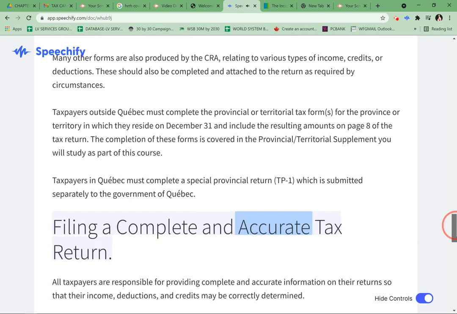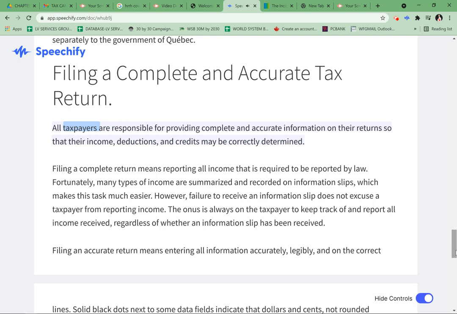Filing a complete and accurate tax return. All taxpayers are responsible for providing complete and accurate information on their returns so that their income, deductions, and credits may be correctly determined. Filing a complete return means reporting all income that is required to be reported by law. Lines. Solid black dots next to some data fields indicate that dollars and cents, not rounded amounts, must be entered.